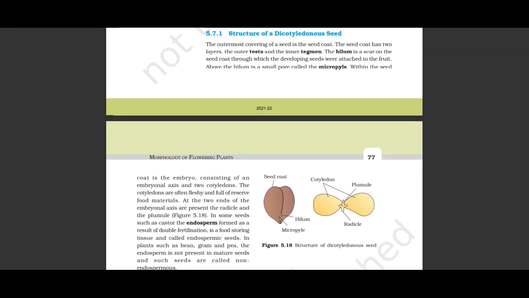Let us see the structure of a dicotyledonous seed. The outermost covering of a seed is the seed coat. The seed coat has two layers, the outer testa and the inner tegmen. The hilum is a scar on the seed coat through which the developing seed was attached to the fruit. Above the hilum is a small pore called the micropyle.